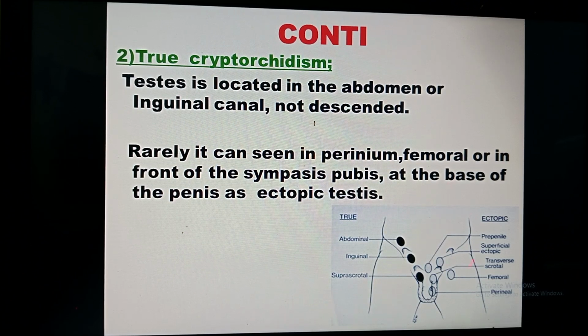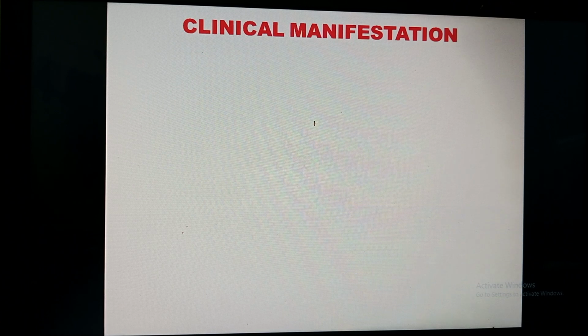So you can see in the picture that somewhere it will be in the abdominal cavity or halfway in the inguinal canal. Sometimes it may be under the perineum, away from the normal position. It is called an ectopic testis. They may ask for 1 mark what is an ectopic testis. Ectopic means away from the normal position, so you have to write that the testis is situated away from the normal position. So these are the two types of cryptorchidism, pseudo-cryptorchidism and true cryptorchidism.